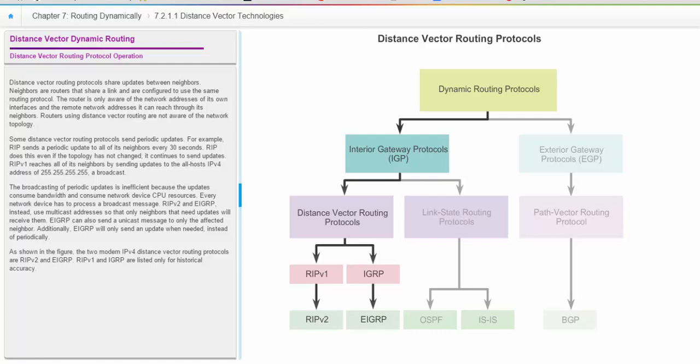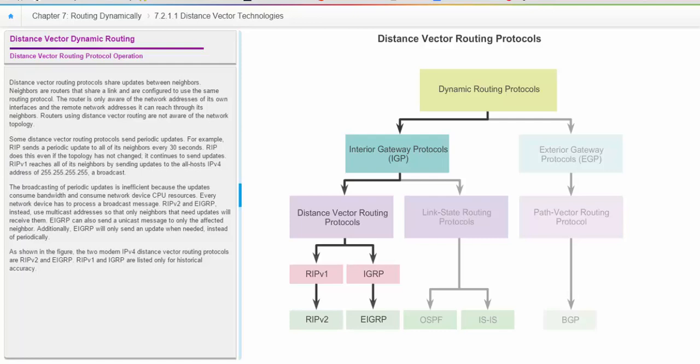Some distance vector routing protocols send periodic updates, which takes up overhead. An example of that would be RIP, which sends a periodic update to all of its neighbors every 30 seconds. RIP does this even if the topology hasn't changed since the last time it sent one. So you can see that this is going to add some overhead. It continues to send updates.